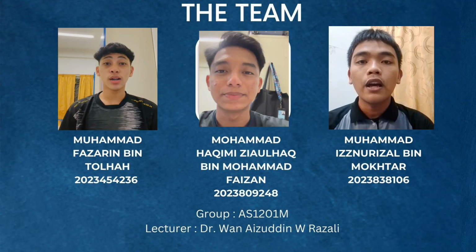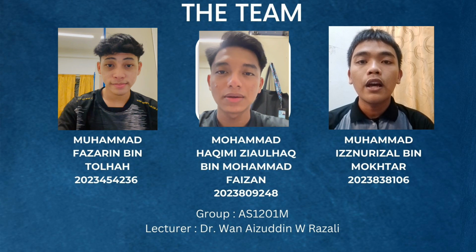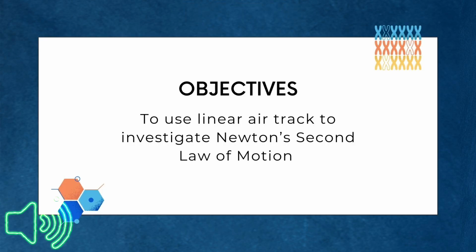My name is Muhammad Fazarin bin Talha and my matric number is 2023454236. My name is Muhammad Hakim Riza Ul Haq bin Muhammad Faizan. My student ID is 2023-809-248 and I'm from class 1M. Hi, my name is Muhammad Iznurizal bin Mokhtar. My ID number is 2023-838106.